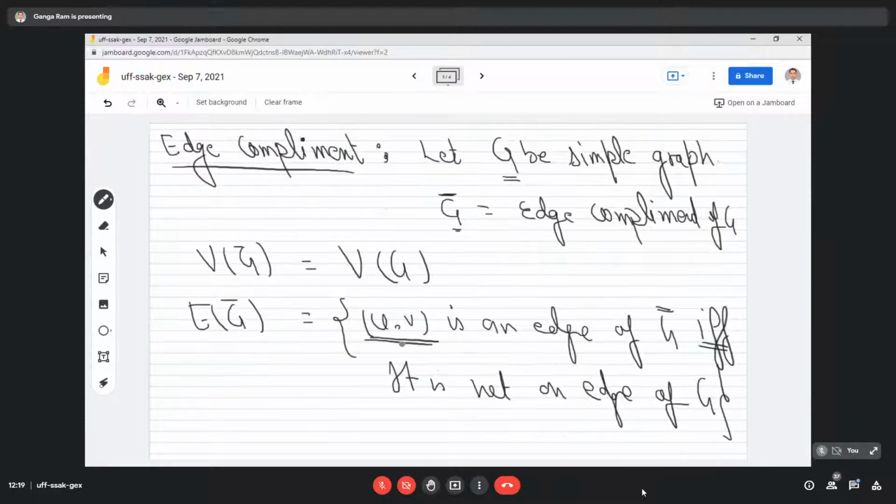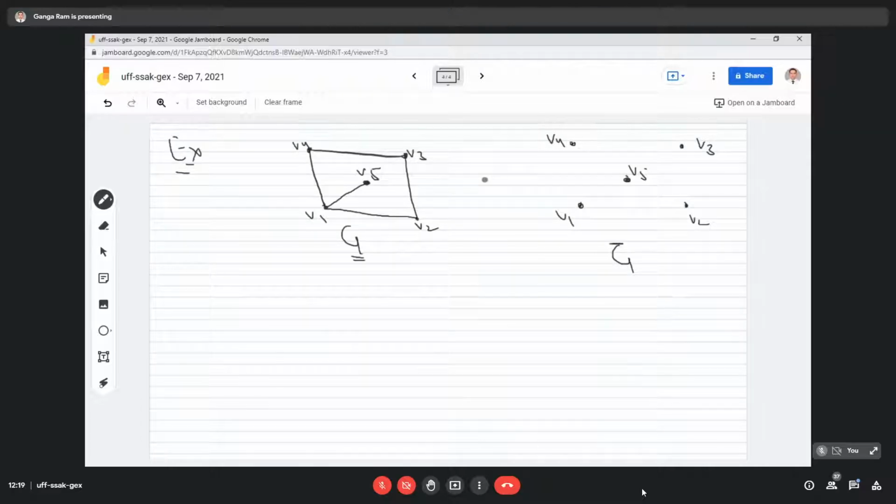Now you have to find the edges. UV is an edge of G bar if and only if it is not an edge of G. So it means that I cannot join this edge. So what I will do, I will do that. Are you getting it? Yes, sir.